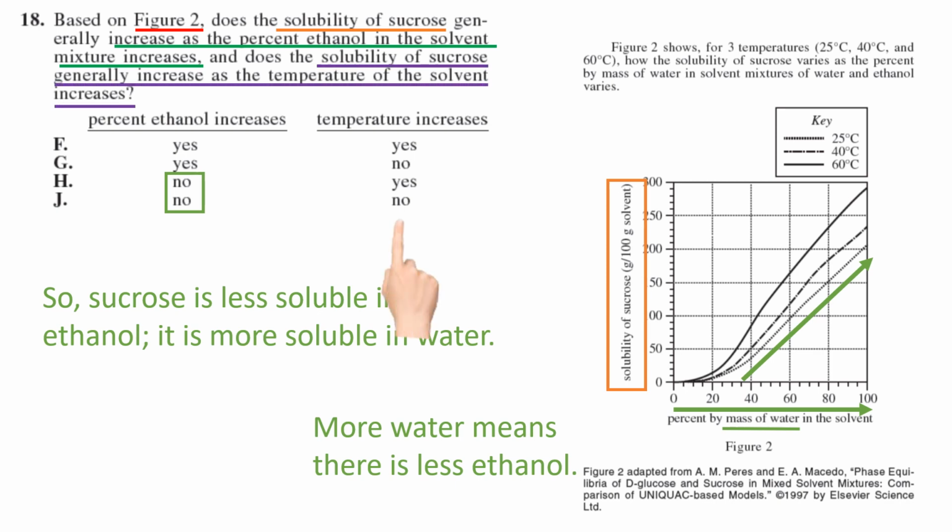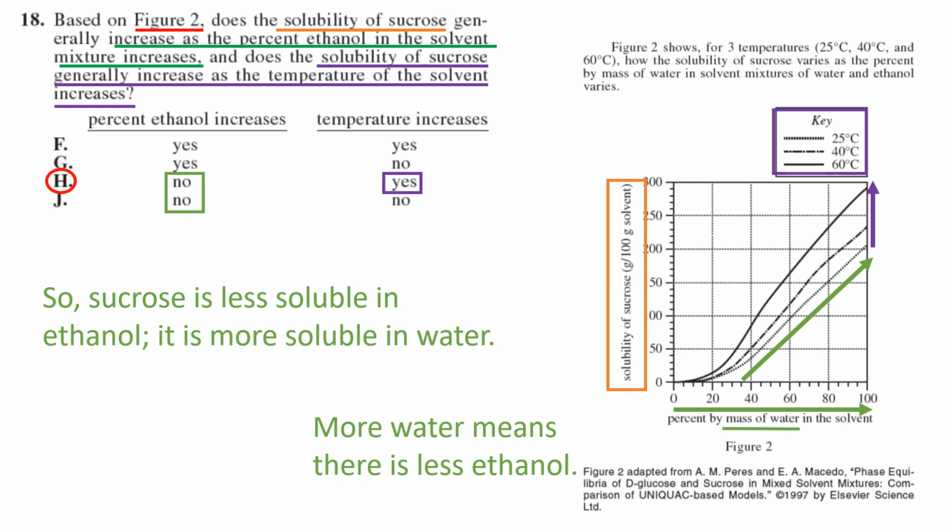Now let's look at temperature. Does the solubility of sucrose generally increase as the temperature increases? So we see temperature over here. So let's just break them down one at a time. Let's start with 25. So that was the lowest line. Then we go from 25 to 40. So that increases, then 40 to 60 increases. So that is a yes. As the temperature increases, the solubility increases. So yes, so our answer is H.